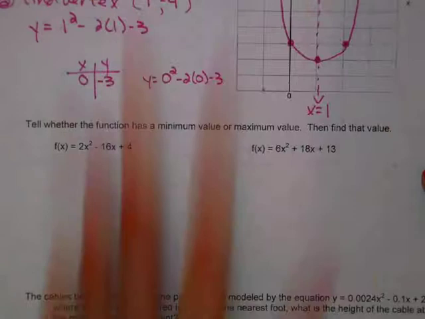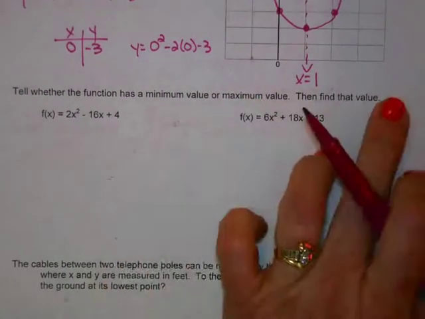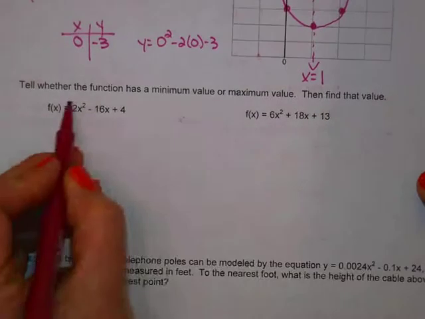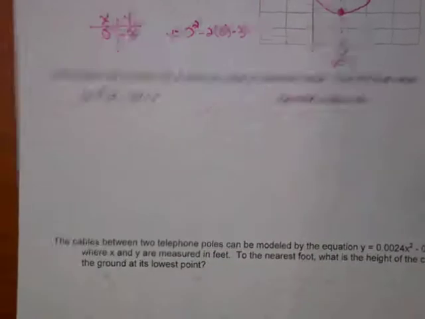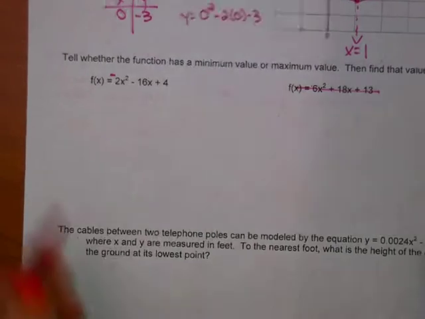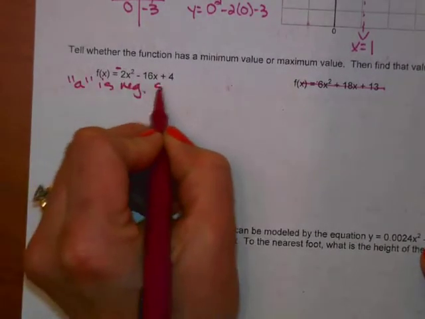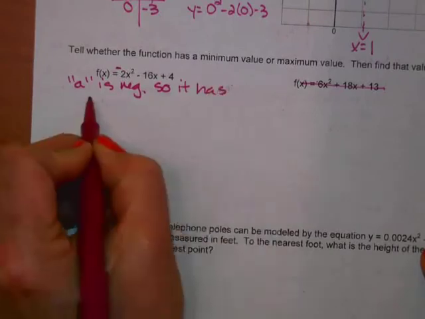There's another thing that's similar. It says tell whether the function has a minimum or a maximum value, then find that value. Well, make this a negative. We're not going to do this one, by the way. If that has a negative, which way does this parabola open, up or down? Down. So is it going to have a minimum value or a maximum value? Maximum. And that's the y coordinate of the vertex, right? So A is negative, so it has a maximum.